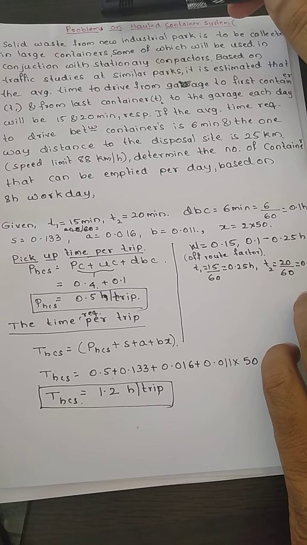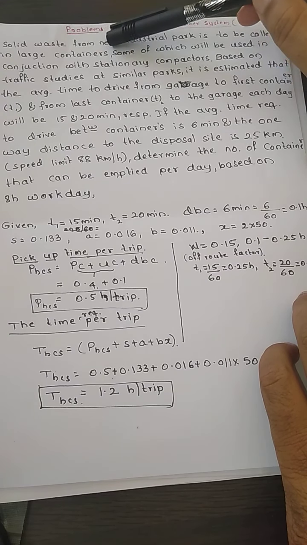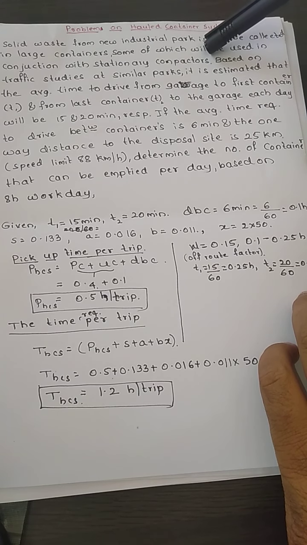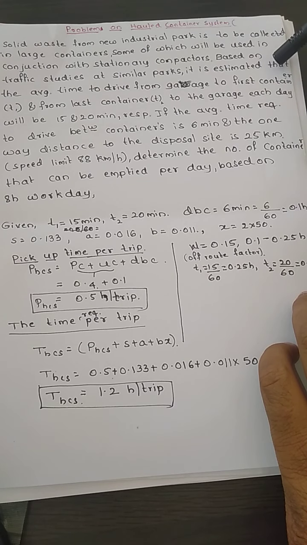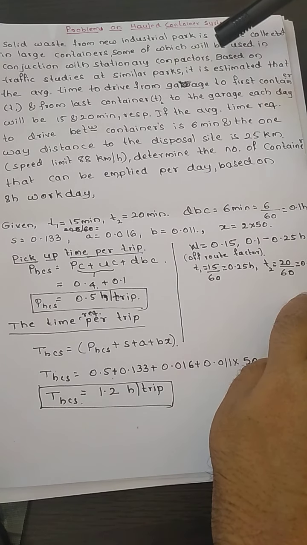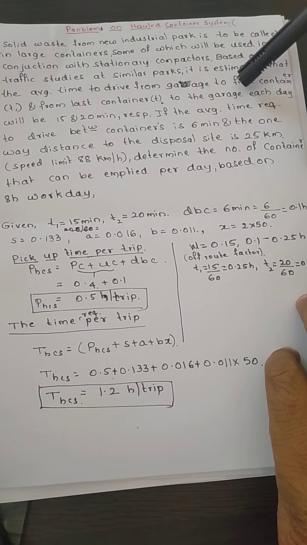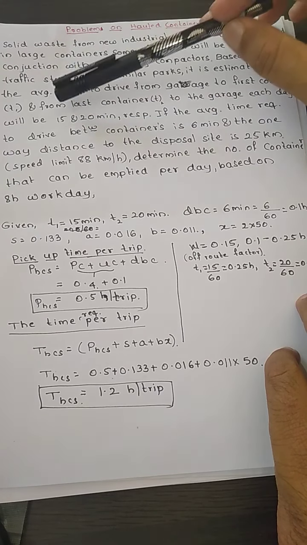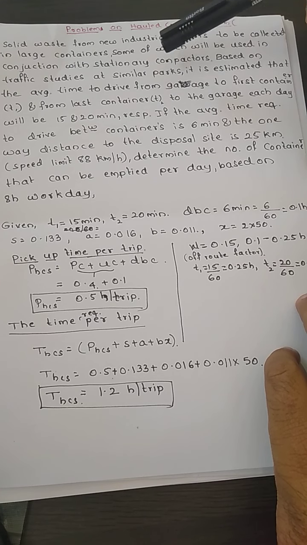Now here, the solid waste from a new industrial park is to be collected in large containers, some of which will be used in conjunction with stationary compactors. Based on traffic studies at similar parks, it is estimated that the average time from the garage to the first container, that is T1, and from the last container to the garage, T2, for each day will be 15 minutes and 20 minutes.